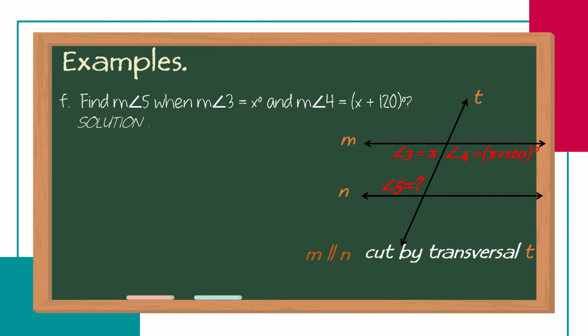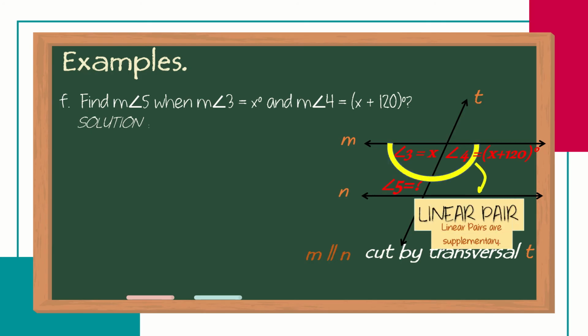First, let us use angle 3 and angle 4. Angle 3 and angle 4 are linear pairs, so when we add these two angles, the result is equal to 180 degrees. The equation will be the measure of angle 3 plus the measure of angle 4 is equal to 180.